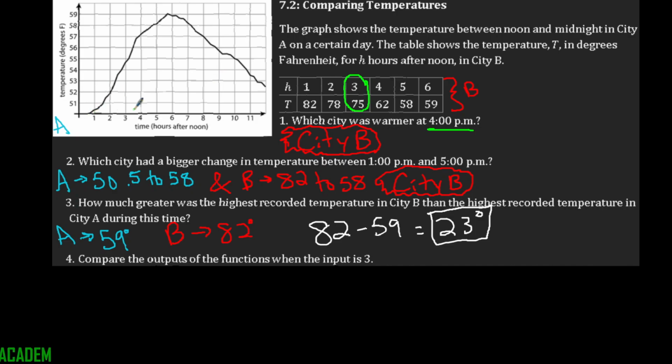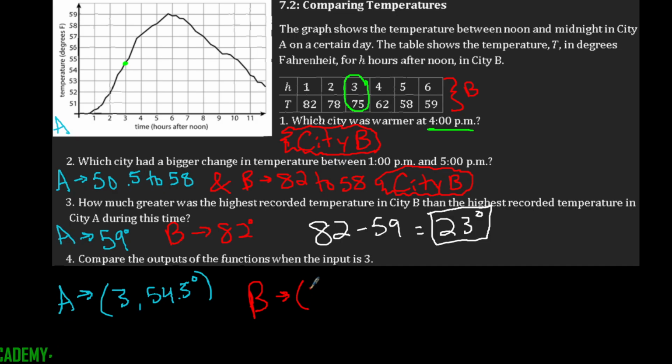And then when h is 3 on here, the output is about 54.5. So let's say for city A, let's have the point 3 comma 54.5 degrees. So when the input is 3, the output is 54.5. And for city B, we said the ordered pair is 3 comma 75.